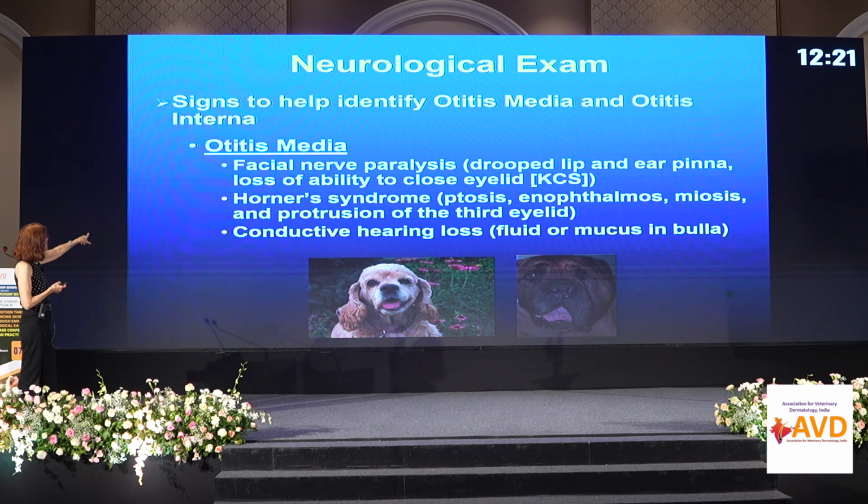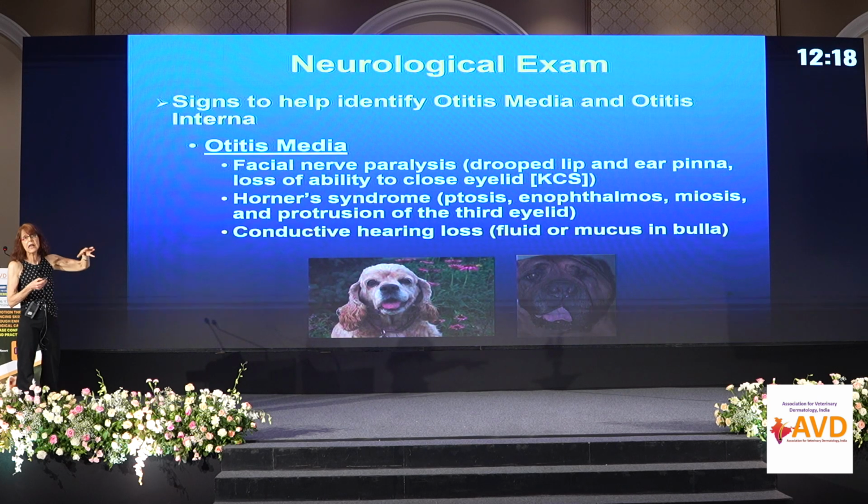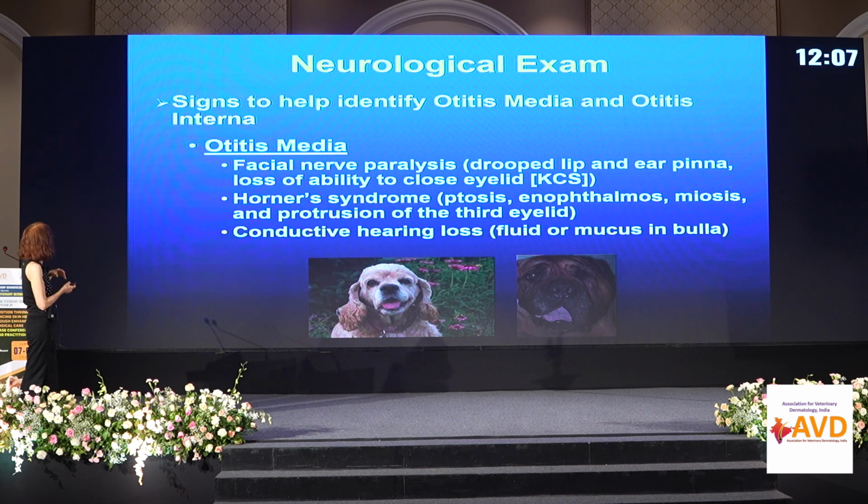Cats, more often than dogs, can have Horner syndrome. That's, again, a different mechanism. It's damage of the sympathetic branch that innervates the face, and so the eyes primarily. And so you see ptosis, so drooping of the eyelid, enophthalmos, where the globe appears retracted, miosis, and protrusion of the third eyelid. And these animals can have conductive hearing loss with otitis media.